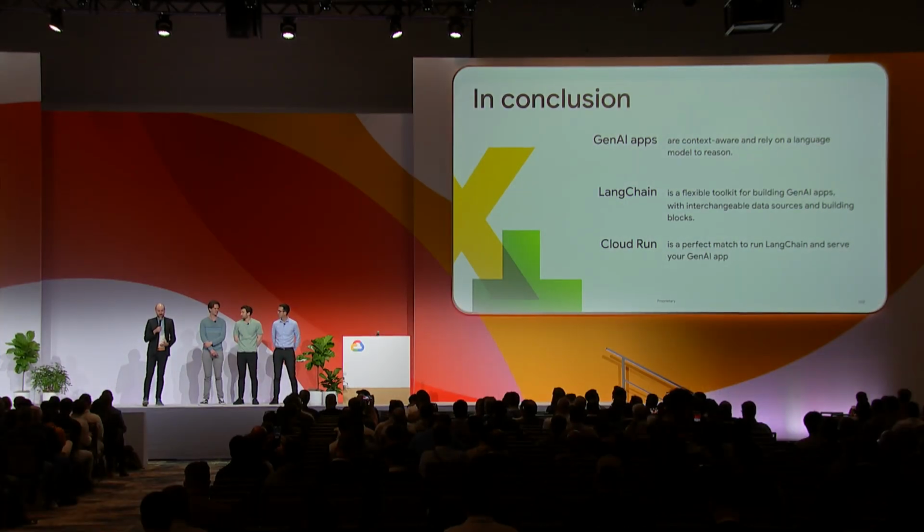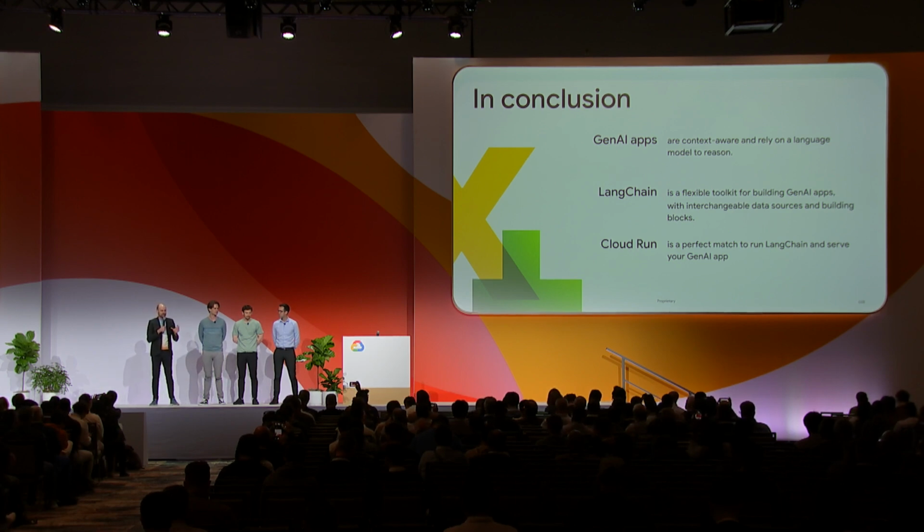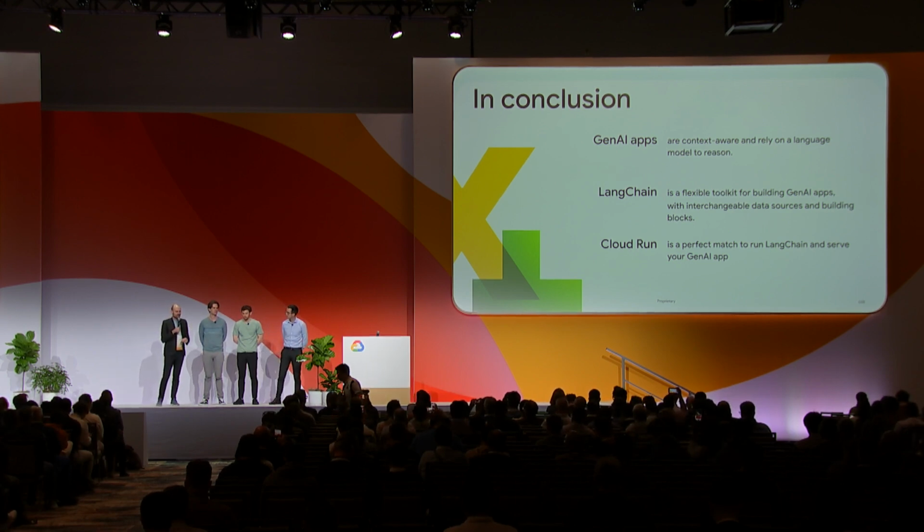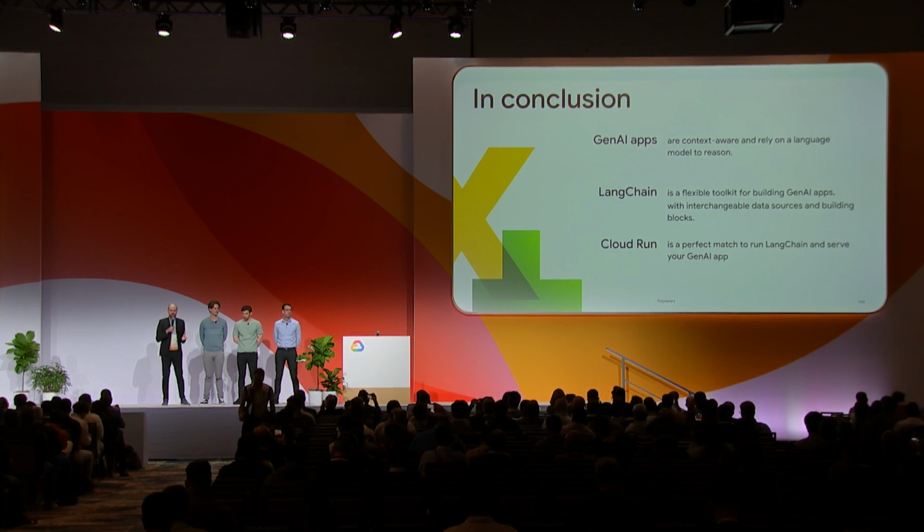So in conclusion, we've seen that GenAI apps are context aware and rely on a language model to reason. Then we've seen that LangChain is a flexible toolkit for building GenAI apps with interchangeable data sources and building blocks. And finally, we've seen how Cloud Run is a perfect match to run your LangChain app for your GenAI app.